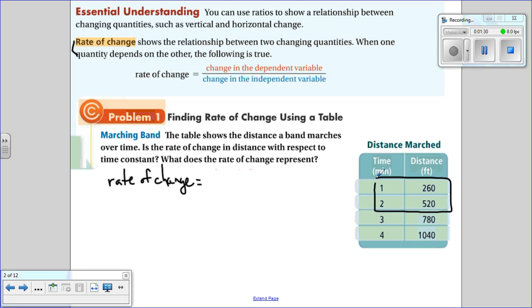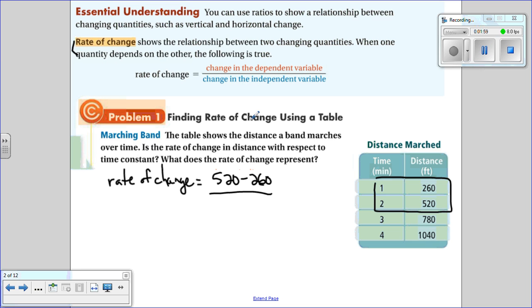Okay, so we want to find out which one's dependent, which one's independent. Does time depend on distance, or does distance marched depend on time? And the answer is the distance will depend on how much time they've marched. So we want to find the change. So the change would be, how far apart are these? What's the difference between 260 and 520? So to do that, you take 520 minus 260.